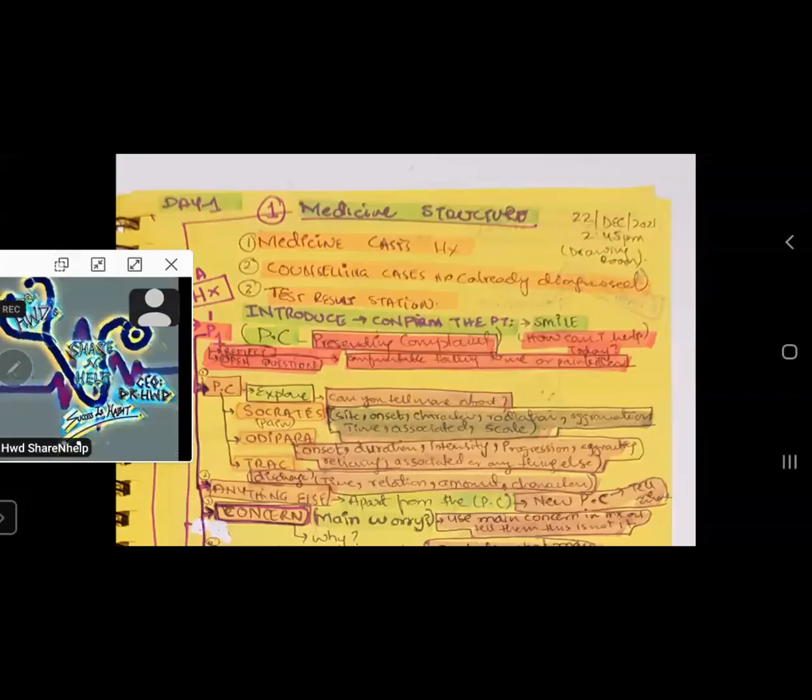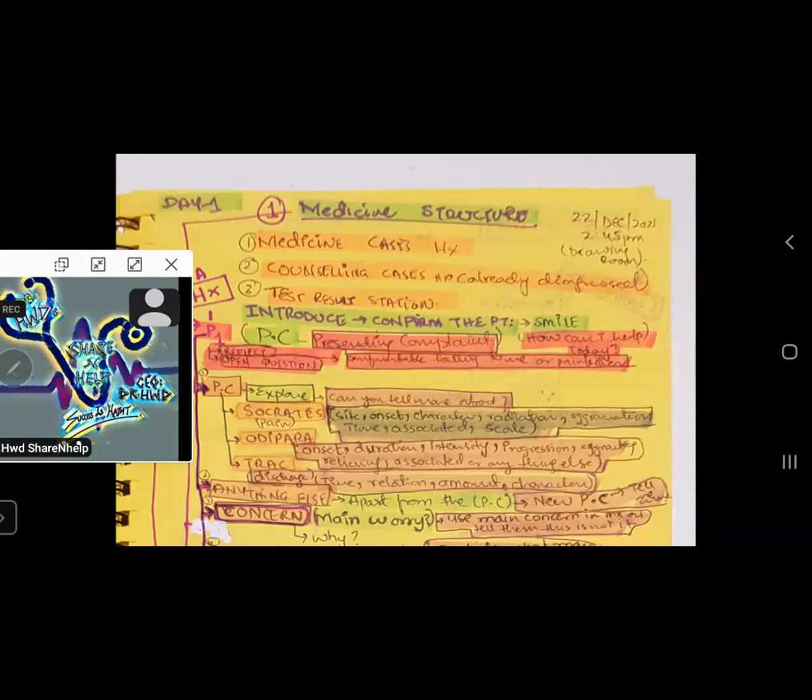Right, so on our exam day, we're going to have around 16 stations. Out of those 16 stations, some of the stations would be on history taking. There are going to be 2 or 3 structures that we need to work for. The first structure is the medicine structure. For example, the patient comes in with some complaint. There are 3 complaints a person can come up with.